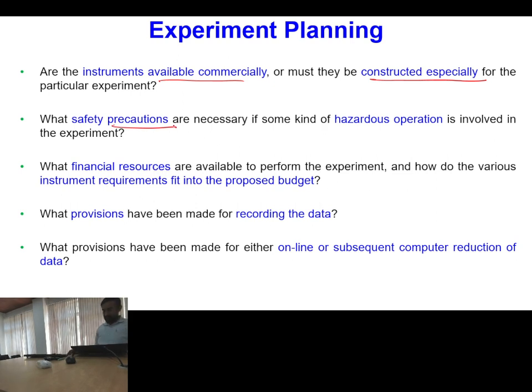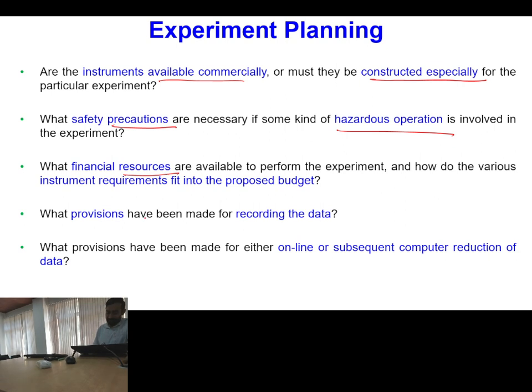Then safety precautions. This is typically involved if you have some hazardous operation. Say you have to do an experiment with some gas, and there is some leakage of that gas which is not good for your health. Then what will happen? Then financial resources. This is important. Say you have selected instruments which cost 1 crore and you have only 5,000 to do the experiment. Then your selection of the instruments is not proper. That aspect also you have to keep in mind.